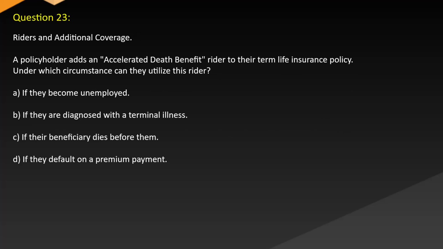Question 23. Riders and additional coverage. A policyholder adds an accelerated death benefit rider to their term life insurance policy. Under which circumstance can they utilize this rider? A. If they become unemployed. B. If they are diagnosed with a terminal illness. C. If their beneficiary dies before them. D. If they default on a premium payment.